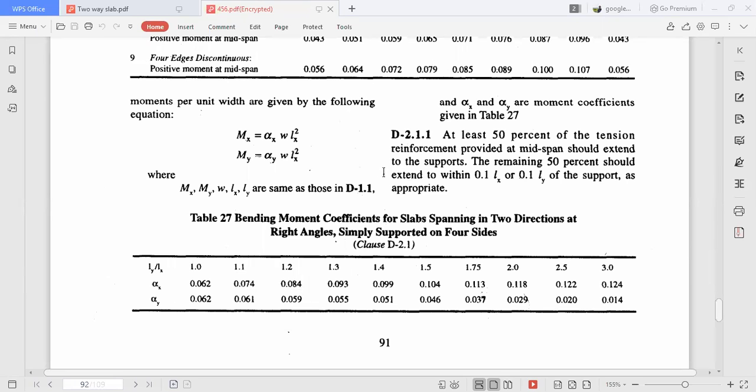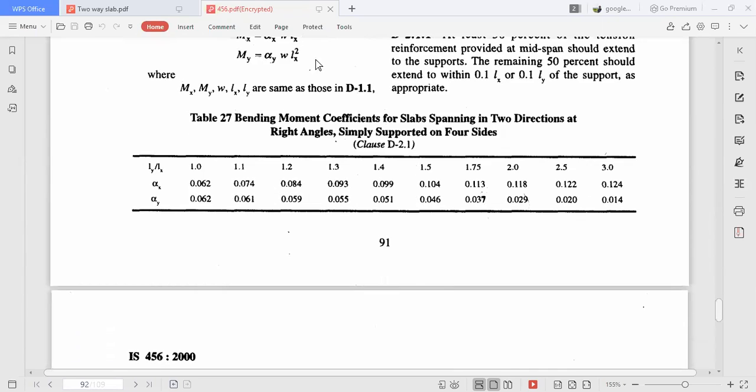Okay, first let me write the formula here itself. The formula for getting alpha x for 1.14 is 0.074.